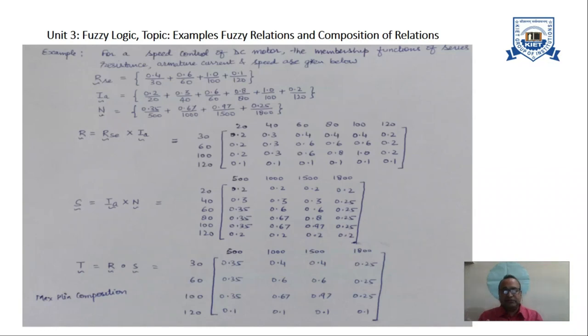Once that information has been found, we have a fair idea which relates the series resistance and finally gives the speed of the motor. So that's all about this lecture. We are now near to completing unit 3. One topic is left behind, and in the next lecture we will complete that topic, which is the membership function, and then your unit 3 will be finished.